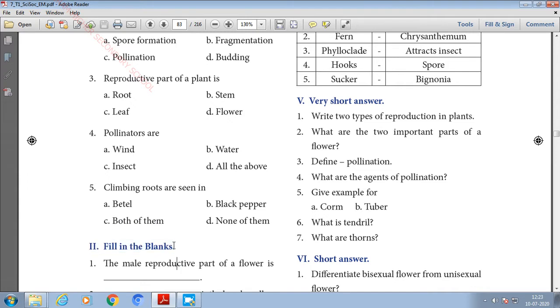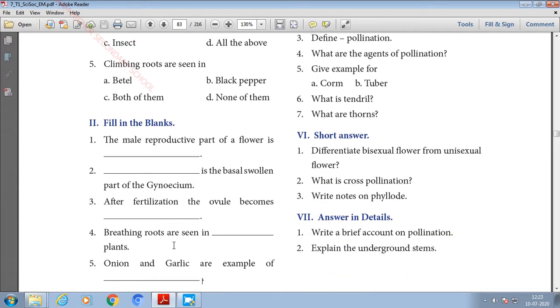Now we'll come to fill in the blanks. The male reproductive part of a flower is, for this the answer is androecium. Androecium. The male reproductive part of a flower is androecium. Second one, dash is the basal swollen part of the gynoecium.